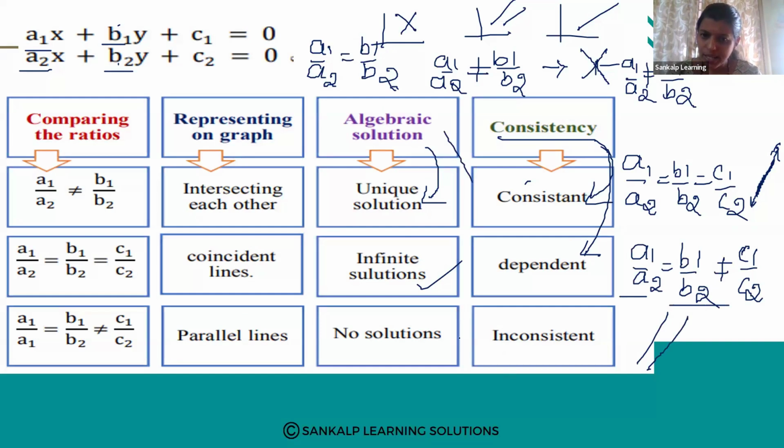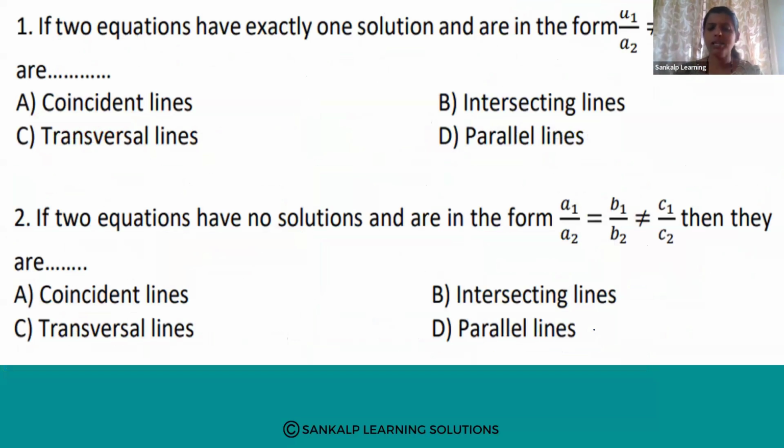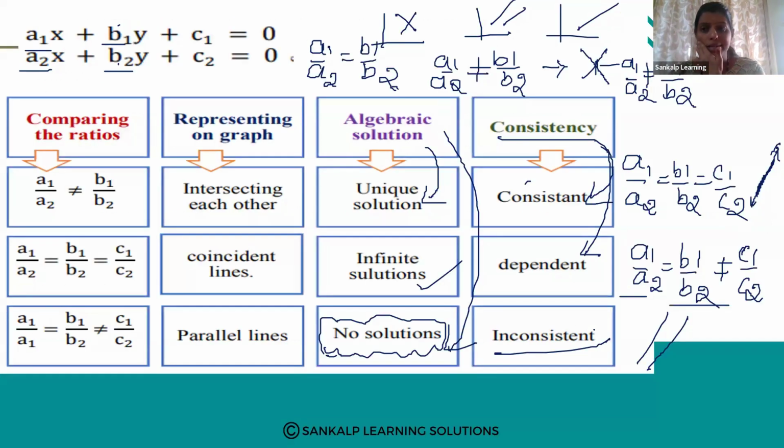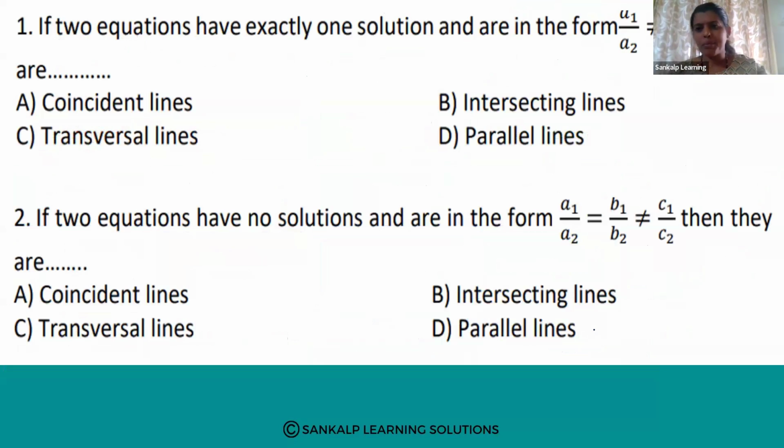And how many solutions it has? When the two lines are parallel, then there is no solutions. Okay, this is also very, very, very important. We should remember. Next, pairs are inconsistent. See, remember when the pairs are consistent, when the lines are intersecting, when the pairs are dependent, when lines are coincident or overlapping on each other. Next, when the pair is inconsistent, when there is parallel lines, or when it has no solution, that time it is inconsistent. Okay. Next, so using these conditions, we will solve some multiple choice questions.